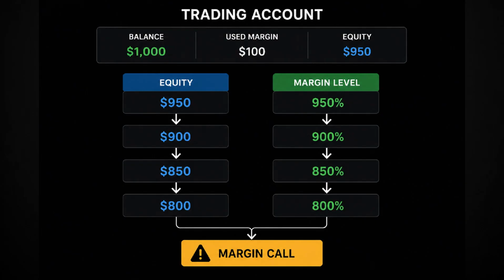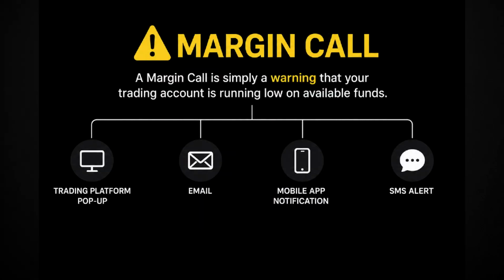But if your margin level falls to a certain level set by your broker, you'll receive what's known as a margin call. A margin call is simply a warning that your trading account is running low on available funds. Depending on your broker, this warning may appear as a pop-up message on your trading platform, an email, a notification in the broker's mobile app, or even an SMS alert. Regardless of how you're notified, the message is the same. Your account is approaching a level where action may be required.